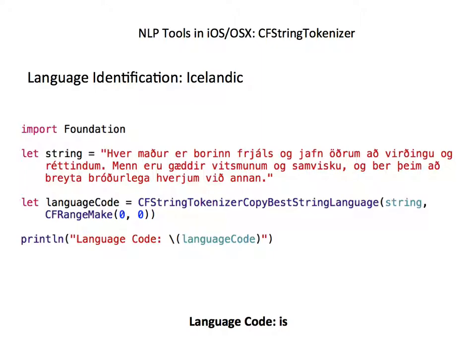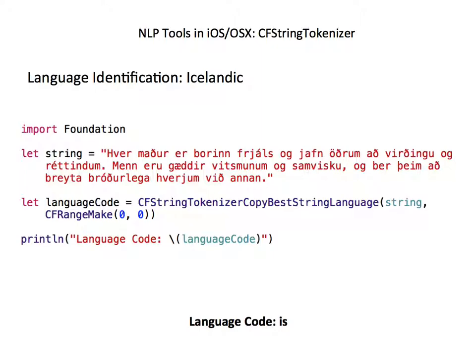We pass the string into the copyBestStringLanguage function and specify an empty range, which the documentation tells us will use the first few hundred characters of the string to identify the language. The output is IS, which is the language code for Icelandic.